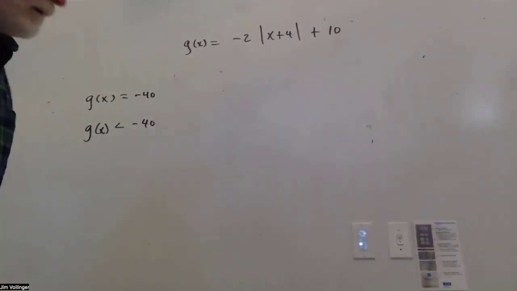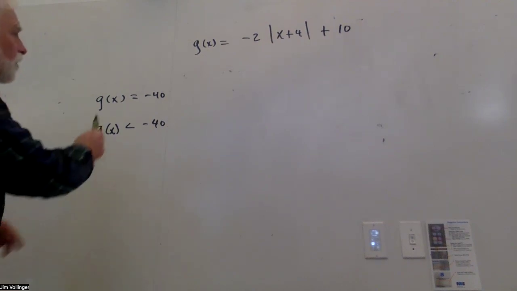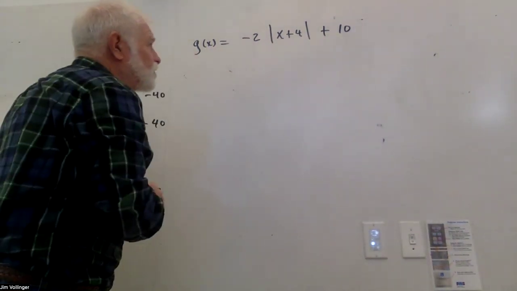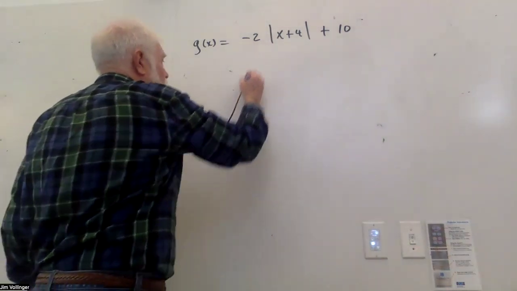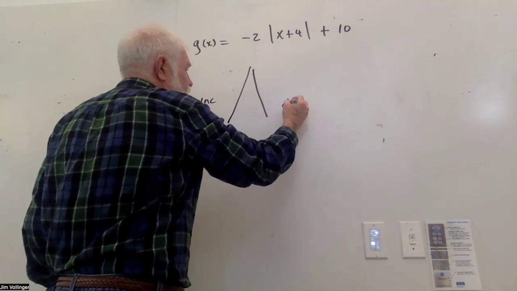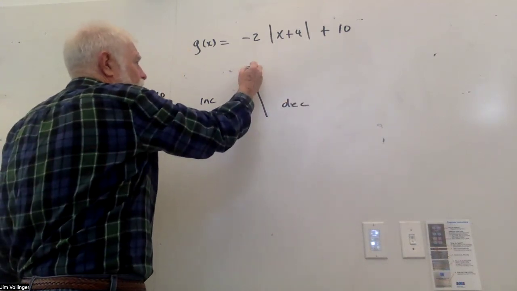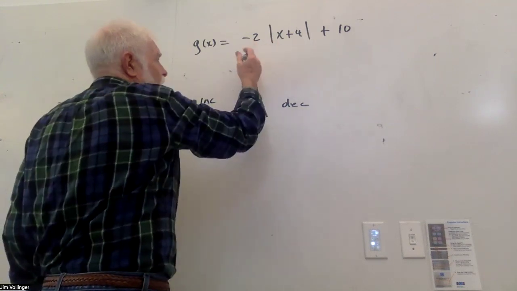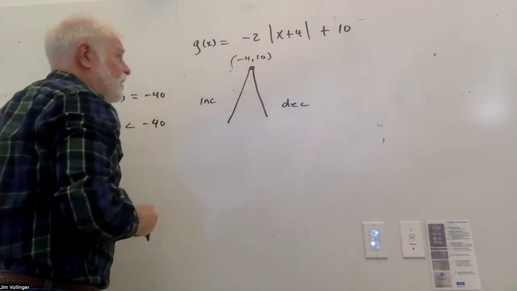Okay. So we're going to find out what the sketch looks like and immediately see the multipliers and negatives. So increasing on the left, decreasing on the right. I'm not going to put the arrows in here. I'm going to put a big dot there for the vertex, -4, 10. And now I'm going to write it as a piecewise.